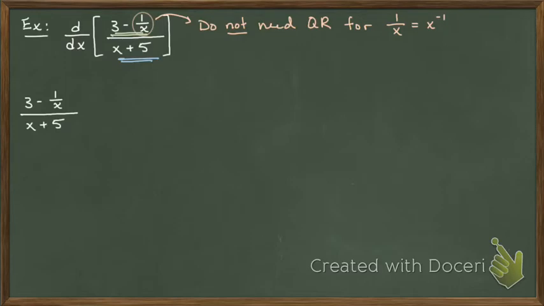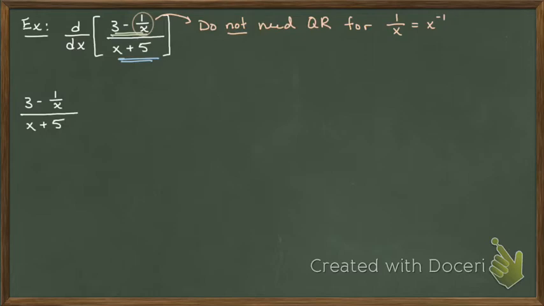I start thinking about what it would be to take the quotient rule. Low d high, bottom times derivative of the top. And the derivative of that numerator is going to give me something a little gross, right? Derivative of 3 is 0 minus the derivative of 1 over x. Well, that's going to be minus 1 over x squared. So I've got fractions inside fractions, which I don't typically like to deal with. So I'm going to try to undo that, or try to make it easier on myself.